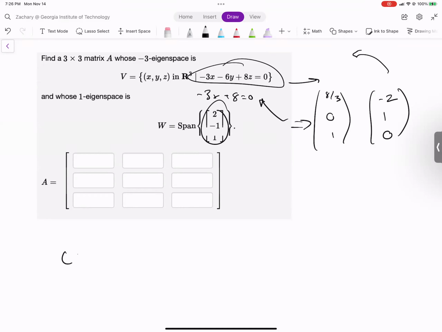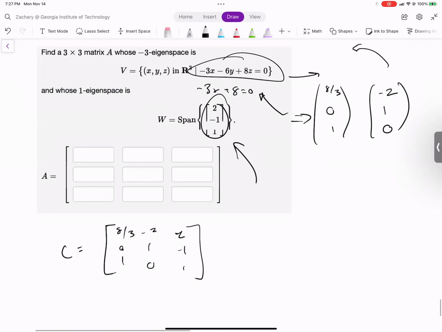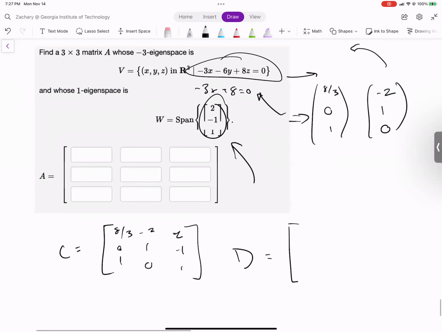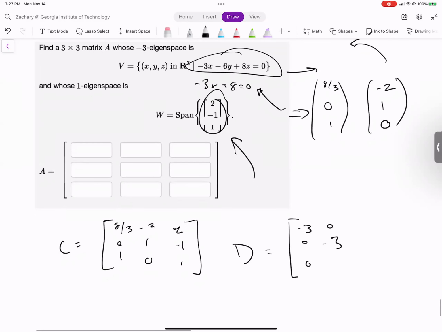So what you have is you construct C, which is equal to, we'll call it 8/3, 0, 1, negative 2, 1, 0, 2, negative 1, 1, right? Because this is just saying our eigenspace is the span of a vector. So that gives us our eigenvector from the basis of the span. And in our D matrix, the first vector corresponds to an eigenvalue of negative 3. The second vector corresponds to a lambda of negative 3 as well. And the last one corresponds to 1.